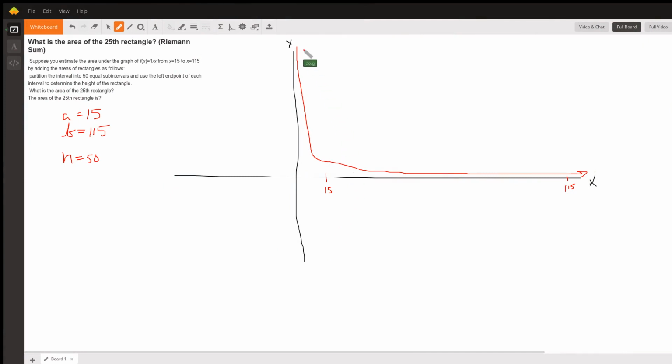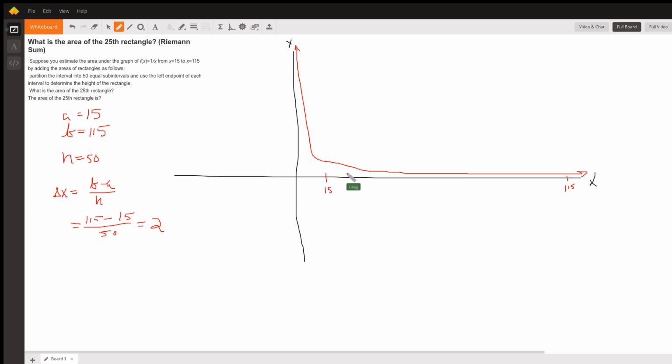Here I've got a quick sketch of the right-hand branch of the function 1 over x. We're going to take the interval along the x-axis from 15 to 115 and divide it into 50 equal subintervals. You might have seen this in your calculus books as delta x equals (b minus a) over n. That b minus a is the distance from 15 to 115. If we divide that distance, which is 100, into 50 equal parts, we get (115 minus 15) over 50, which is 100 over 50, or 2.